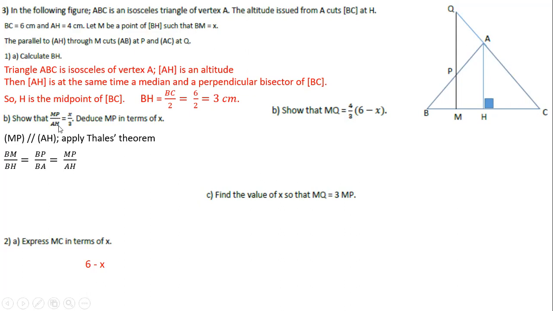Look at the ratio here, MP over AH, and here we have MP over AH. Which ratio other than this can you use? BM over BH or BP over BA? We can use the first two ratios. The first two, or the first one with the last one?